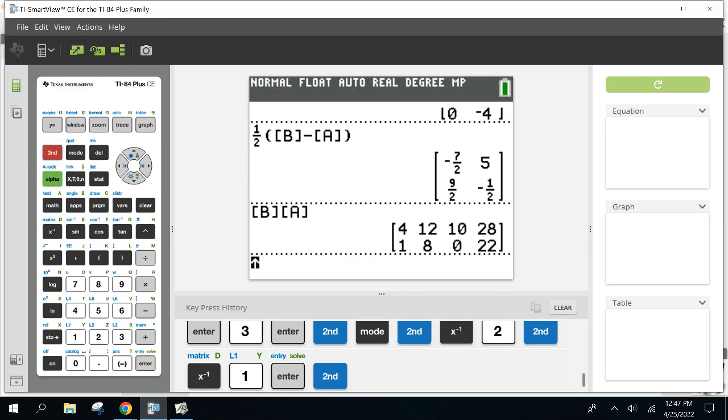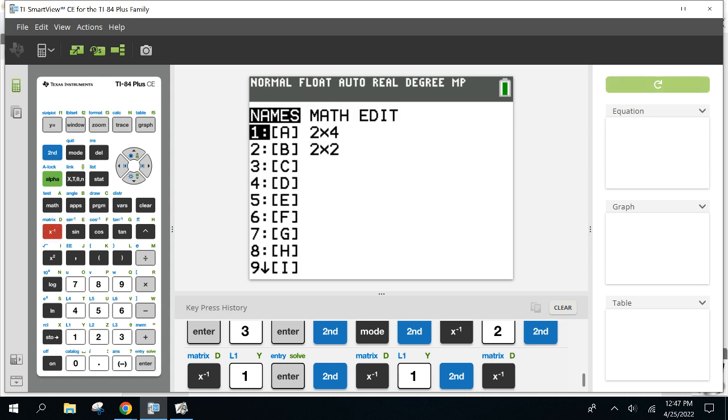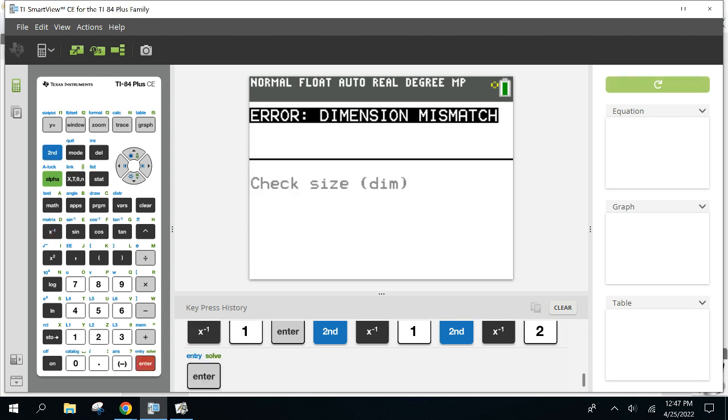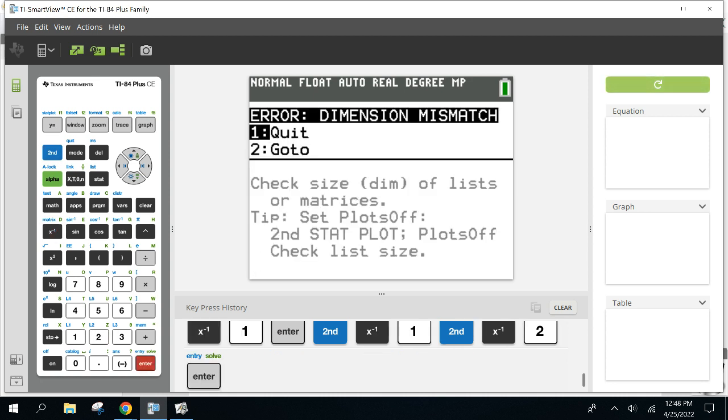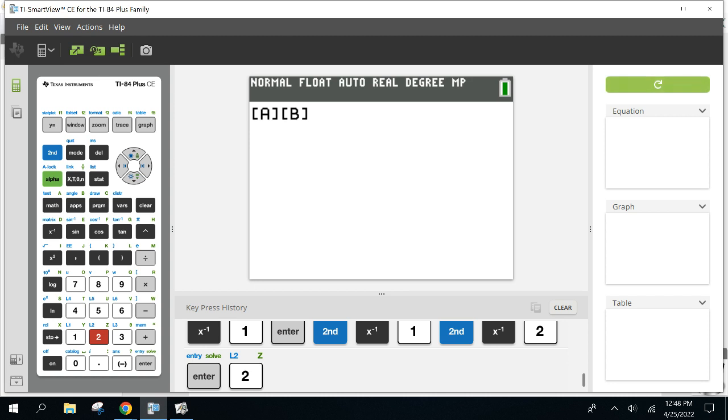Let me just check something here. You don't have a calculator, so what? Can you guys see? I tried to do A times B and it'll just tell you, hey, dimension mismatch. Not happening. All right, so even if you couldn't figure out if you could multiply or not.